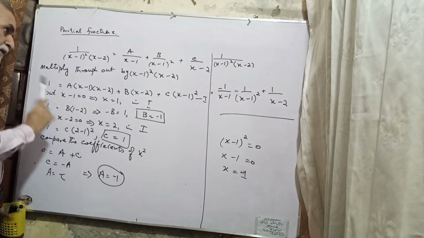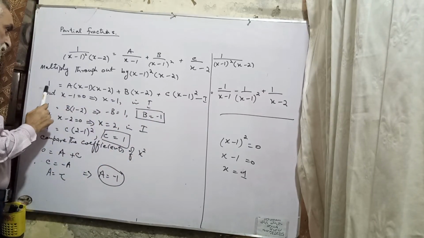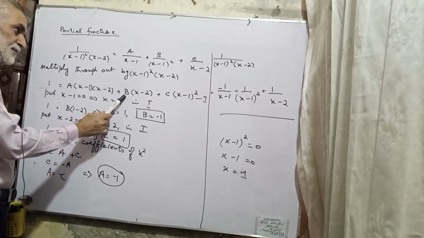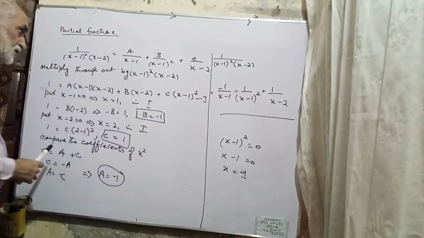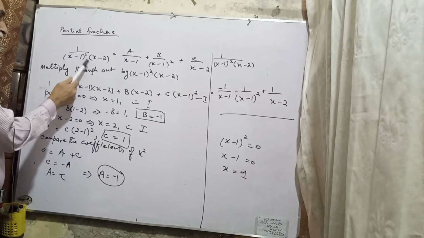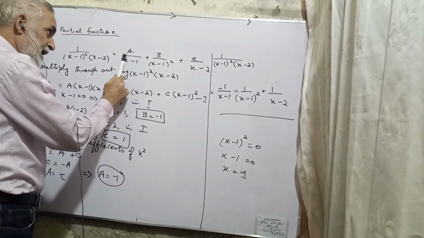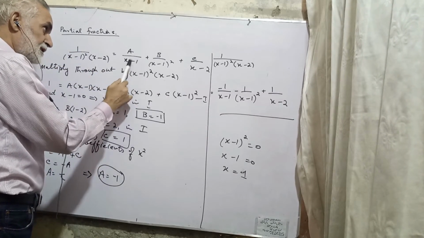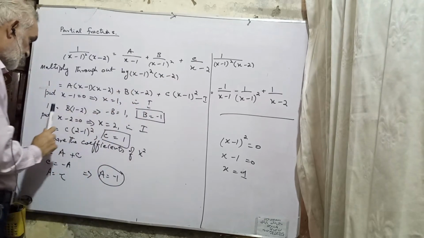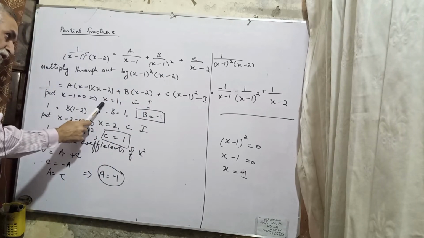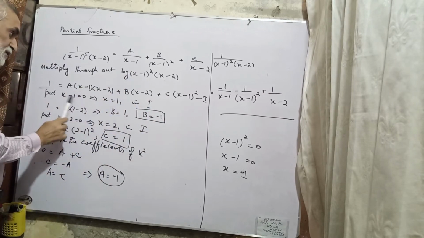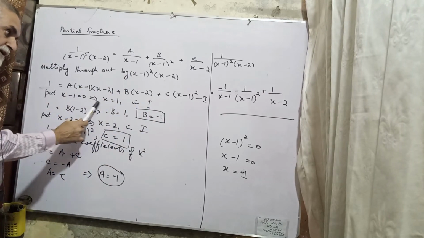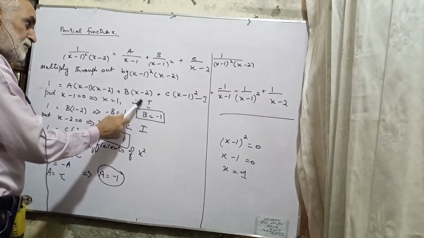Now our identity is 1 equals A(x minus 1)(x minus 2) plus B(x minus 2) plus C(x minus 1) square. This is the identity. So what we do actually, we just put any linear function of the denominator of this side equal to 0. We get a value of x and we put this value in the identity. So first, x minus 1 we put equal to 0, which implies x equals 1, we put in the identity.